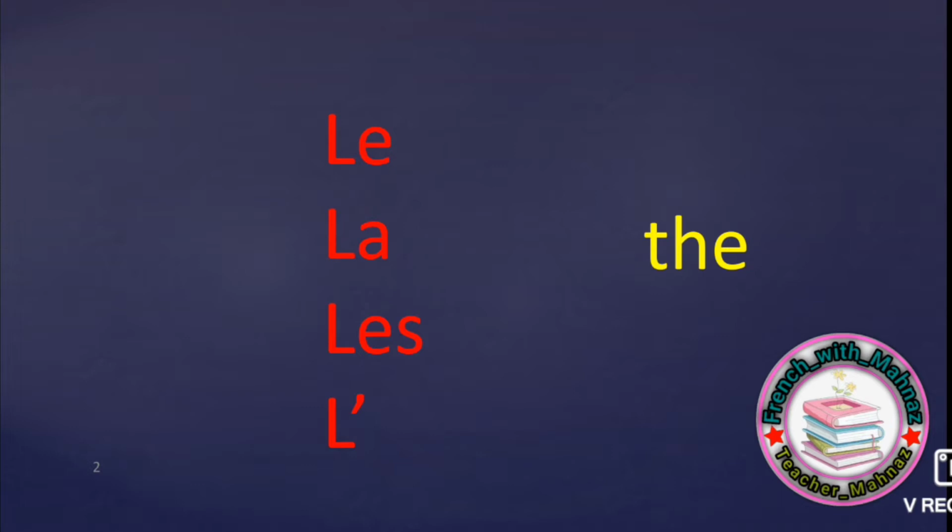What we want to talk about today is the definite article itself in French. In English, the only form that we have is the. But in French, we have four different forms: le, la, les, and l apostrophe. Let's talk about them one by one.